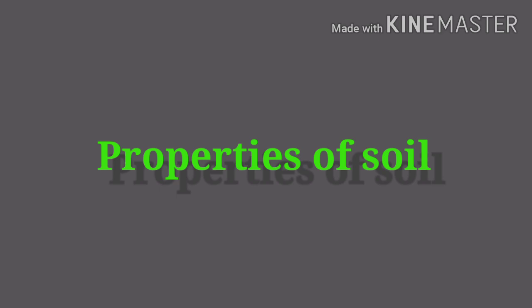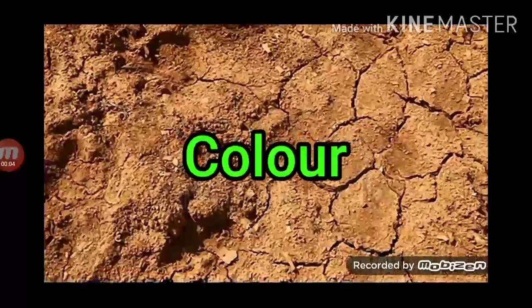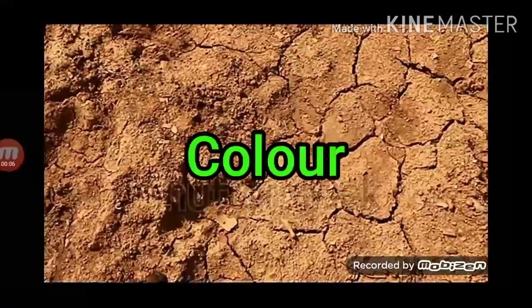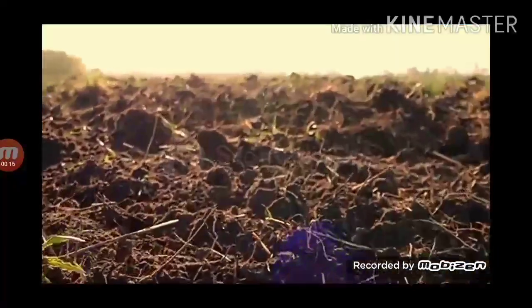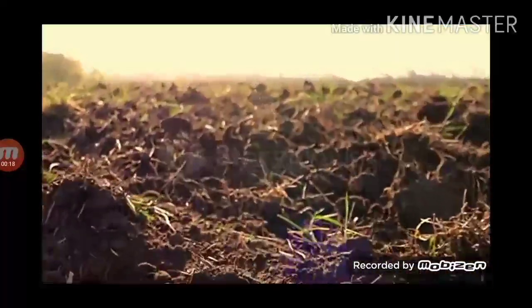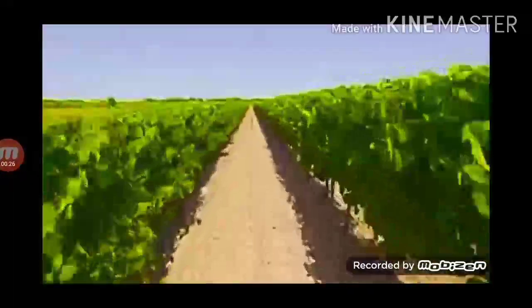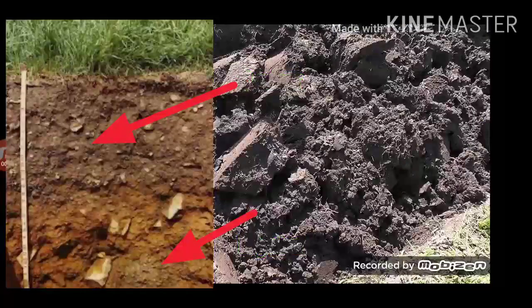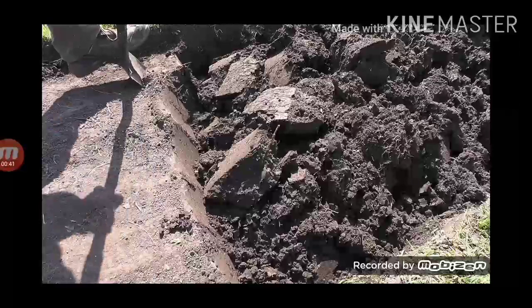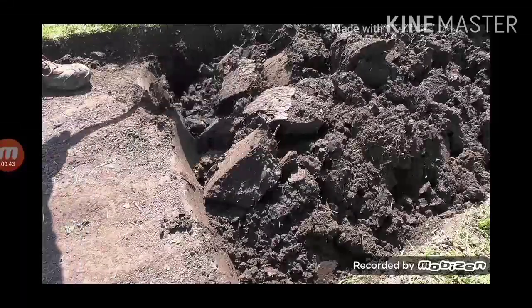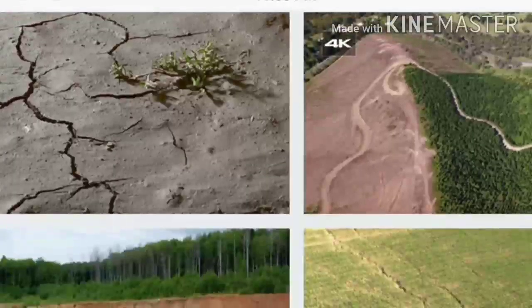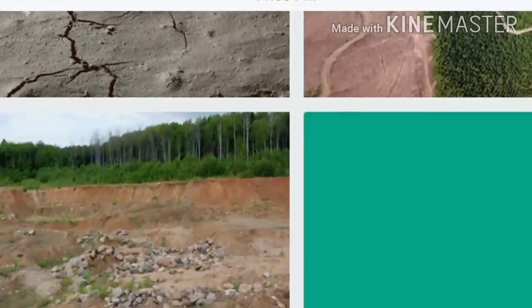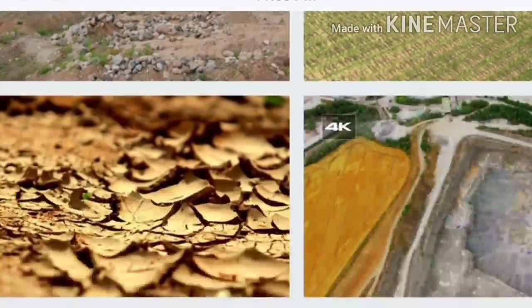Properties of soil. Color is an important property of soil. The soil gets its color as a result of several processes. The color of soil near the land surface is darker than the color of the lower layer. Soil may be of different colors such as black, red, copper, yellow, gray. The colors of soil are useful for its classification.